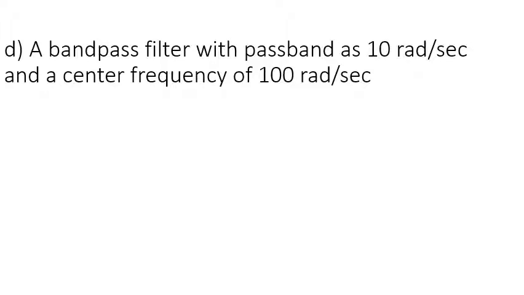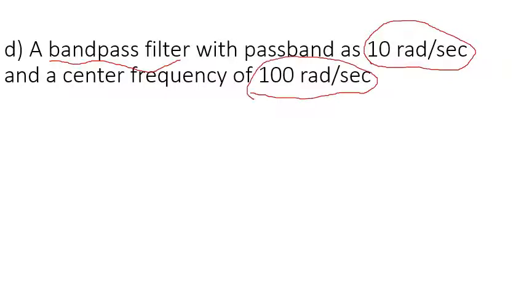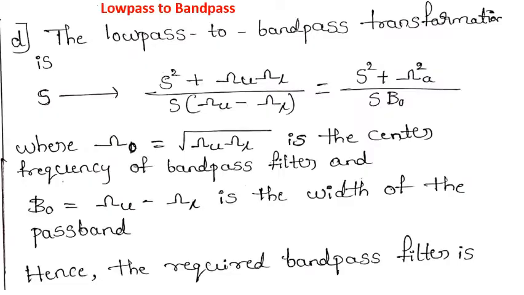Next part of question is we have to design a band pass filter with a pass band of 10 radian per second and a center frequency of 100 radian per second. To convert a transfer function of a low pass filter to a band pass filter, we have to apply low pass to band pass transformation.